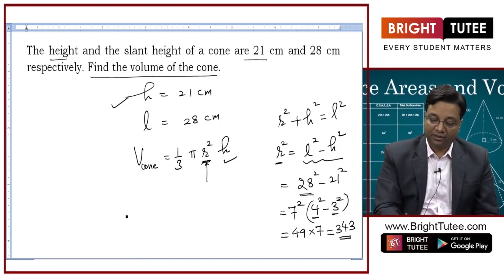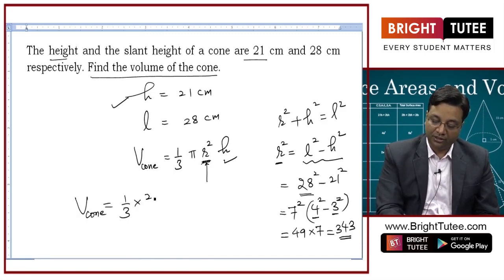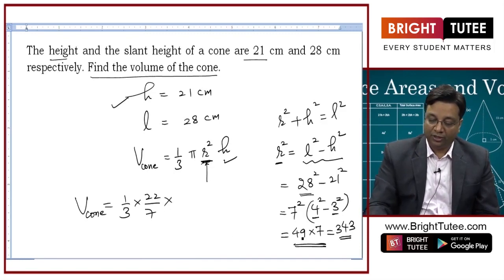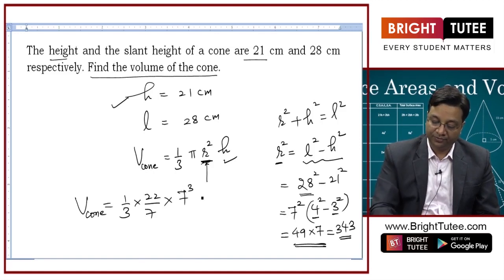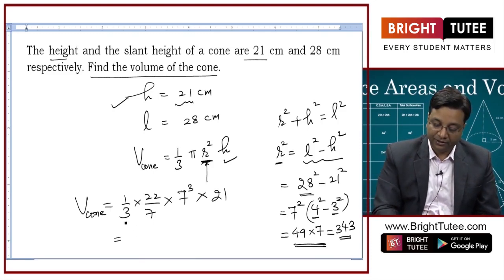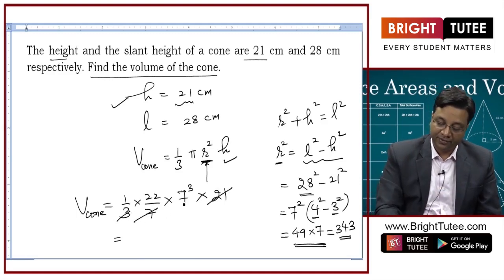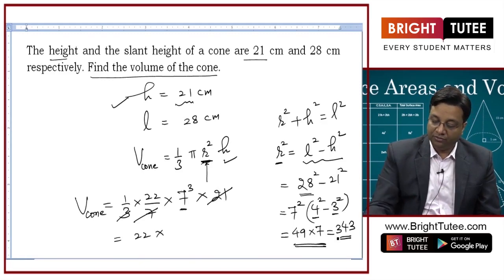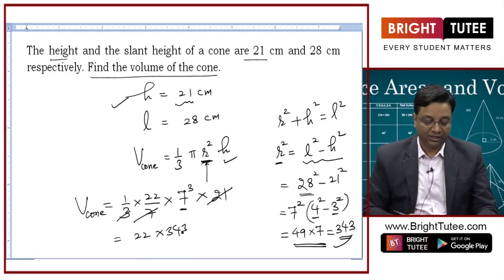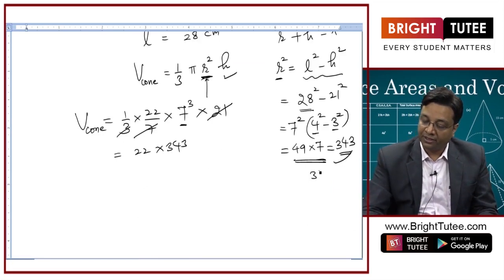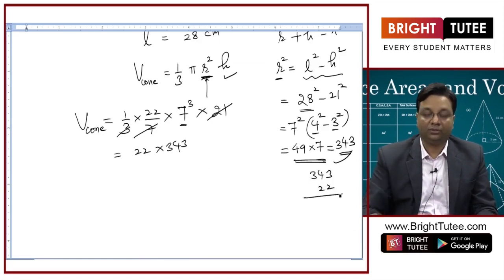Now, I have got value of r square here. So, volume of this given cone is equal to 1/3 of 22 by 7 into r square, it is 7 cube, right. So, 7 cube into height, height is 21, okay. So, this will give me 3 into 7 is 21. So, 21 got cancelled here. 22 into 7 cube we already know is 343. So, we just have to multiply 343 with 22 to get our answer.